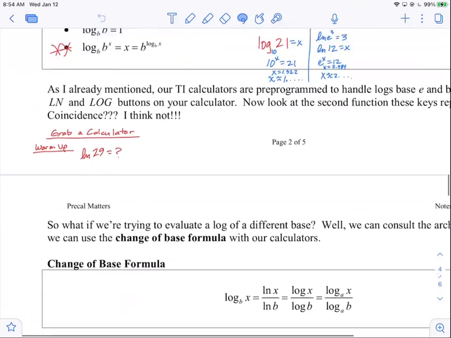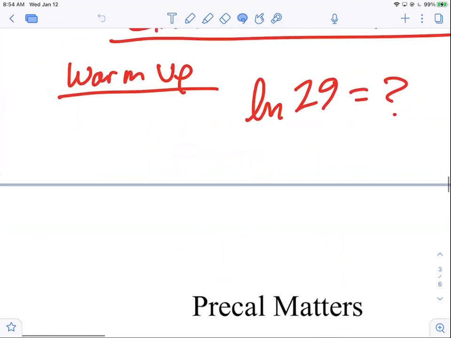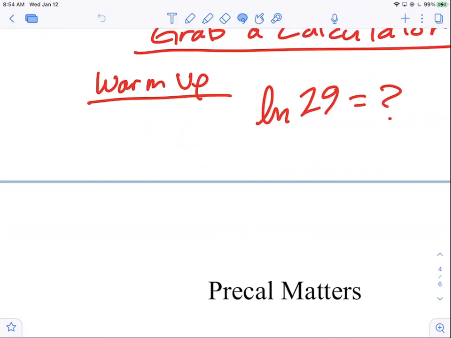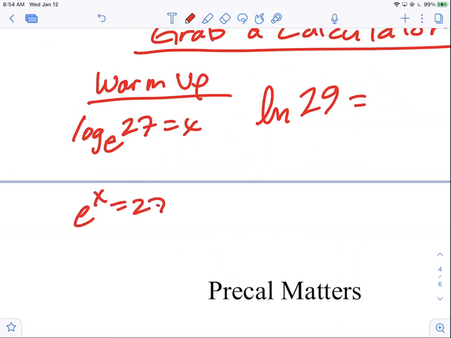So your warm up was to figure out what the natural log of 29 is, but let's think about what an approximated answer could be. We can always pin it between two integers. So first of all, the natural log is base what? E, right? So if you want to write that as log base E of 29, and then say it equals X, right? That's what we've been doing. You can convert it: E to the X equals 29.